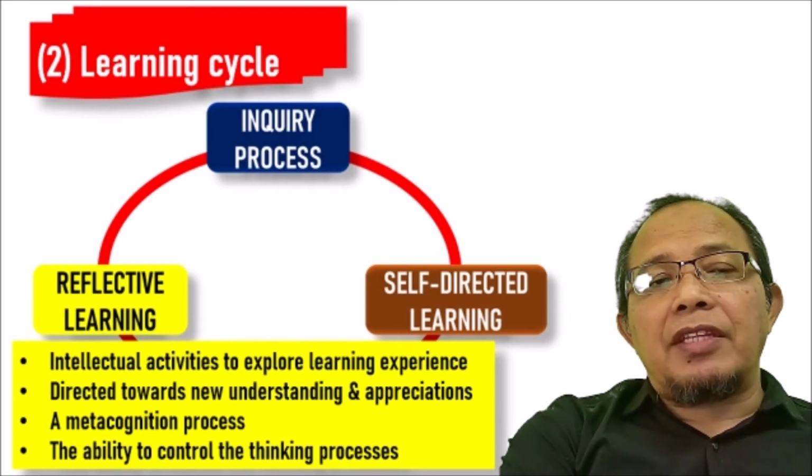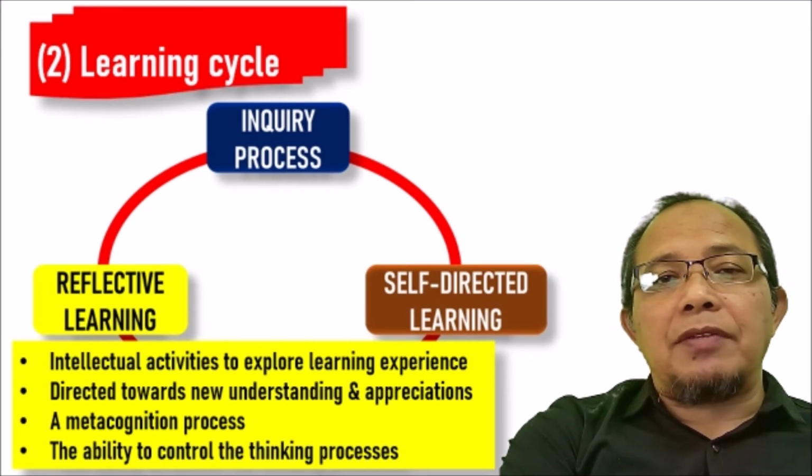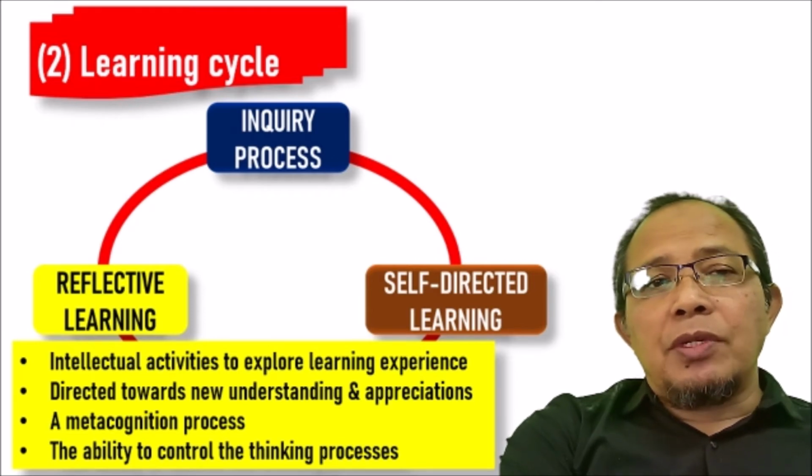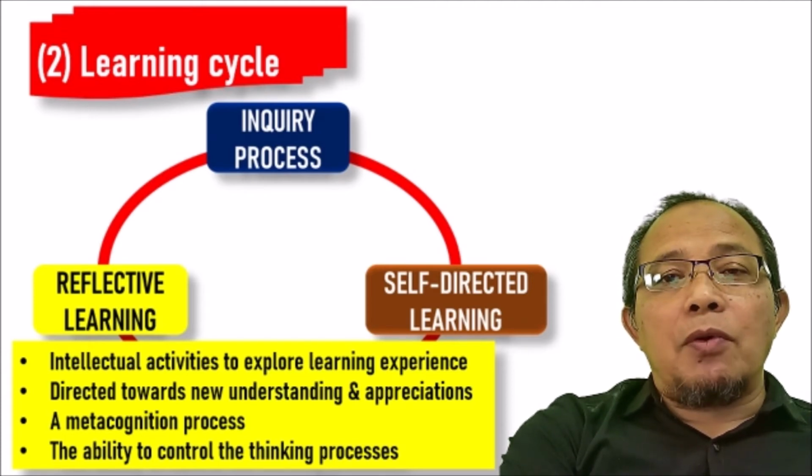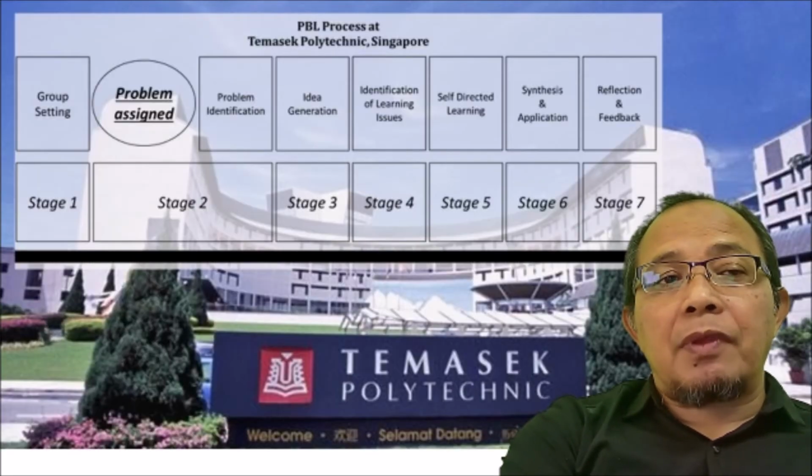Third stage is reflective learning. This stage refers to the learner's engagement in the intellectual activities to explore their experience directed towards new understanding and appreciations. Students will involve in metacognition process, thinking about thinking, the knowledge they have of their own cognitive processes, the ability to control the thinking processes through various strategies such as organizing, monitoring, and adapting.